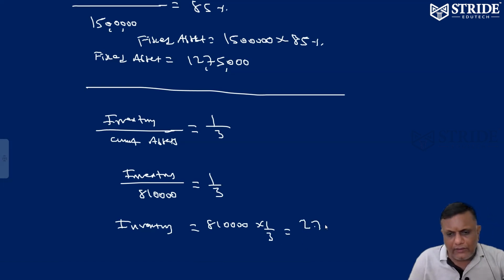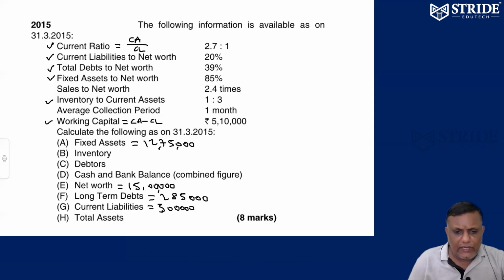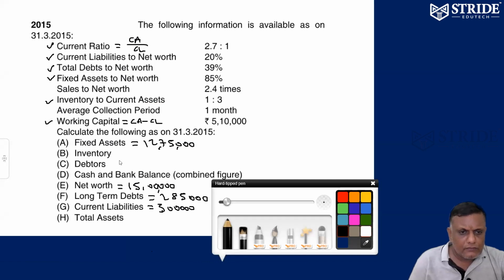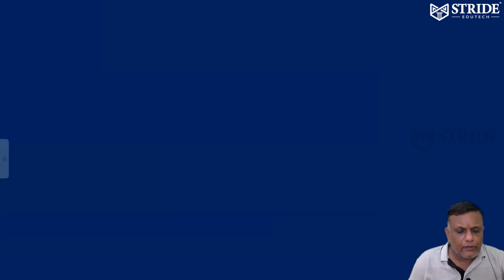It's going to be 2,70,000. Inventory 2,70,000. Please check it out. Okay. Finally, we did. Inventory 2,70,000. Perfect.